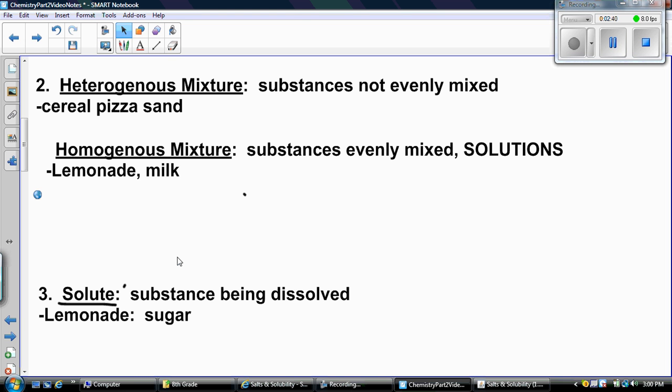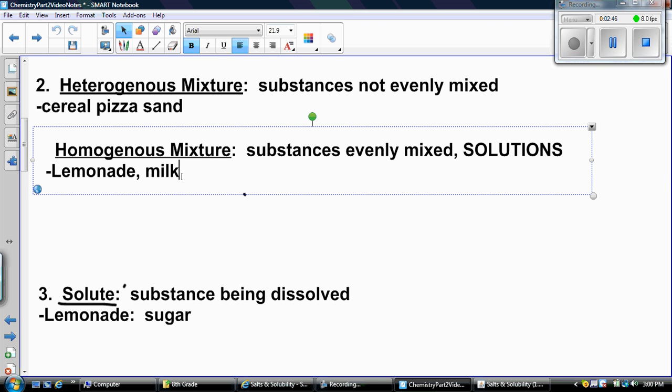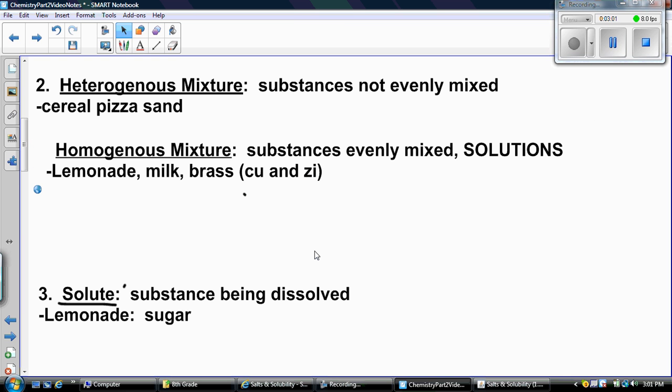A homogeneous mixture is when substances are evenly mixed. They're called solutions, and they are hard to tell what's in them. For example, one that I definitely want you to put down that I forgot is brass. Remember, brass is a mixture of copper and zinc. Okay, so copper and zinc will make a mixture of brass. Now you can't see the different copper and zinc inside the brass because they're all mixed evenly. Same thing with lemonade and milk.